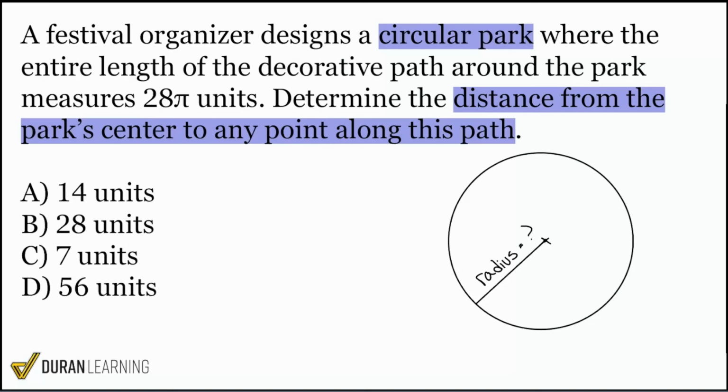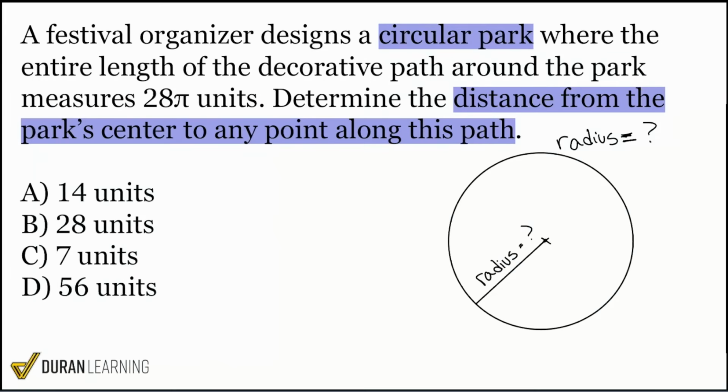Center to any point. So with that said, let's now take in the information. So I'm looking for the radius equals blank. We are going to take the information we have, and it says that the festival organizer designs a circular park where the entire length of the decorative path around the park measures 28 pi units.